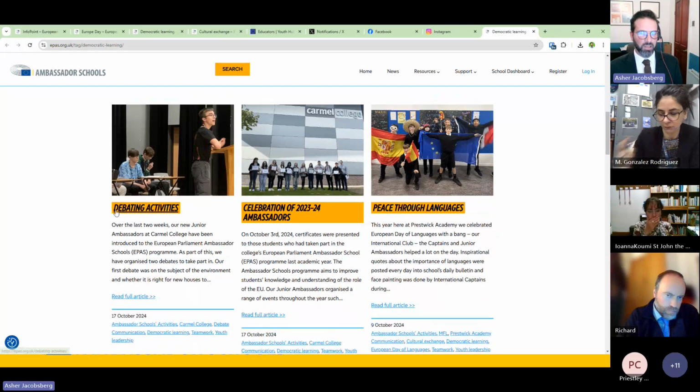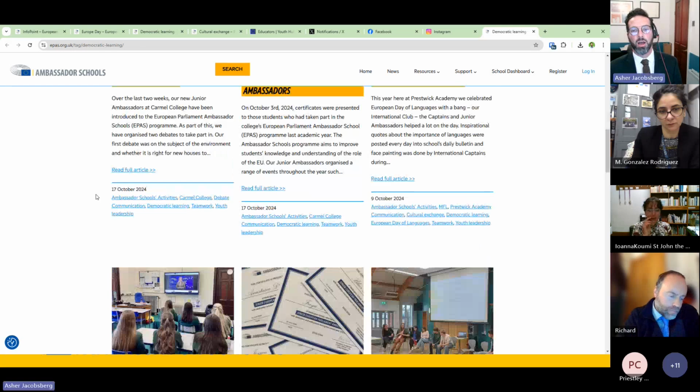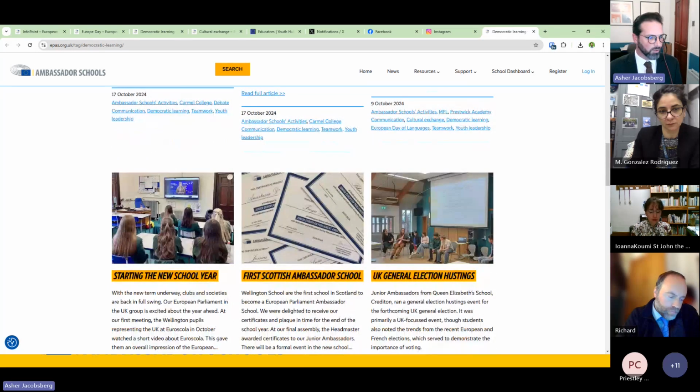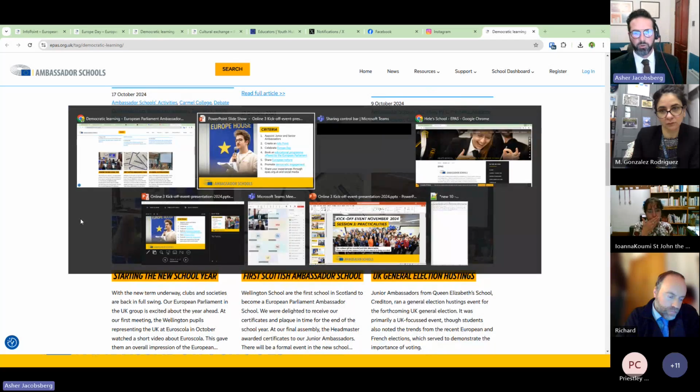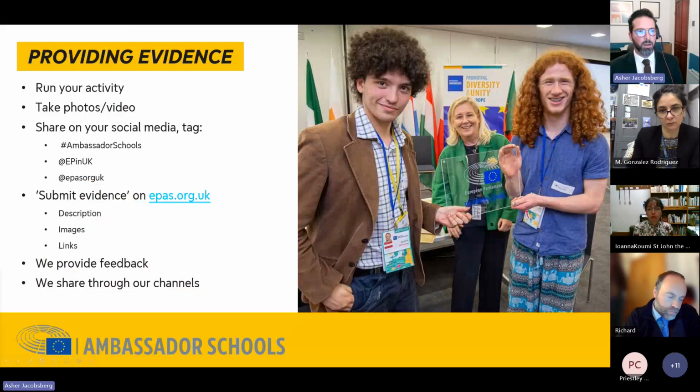We've got debating activities. Again, a great thing in terms of democratic learning. How do students learn oracy, learn and practice those skills of presenting their case, arguing, listening to one another, considering things from an alternative point of view? All of those are democratic skills that are being developed, and we want to celebrate that and give credit to that. So those are some of the activities that have come from schools in the UK.